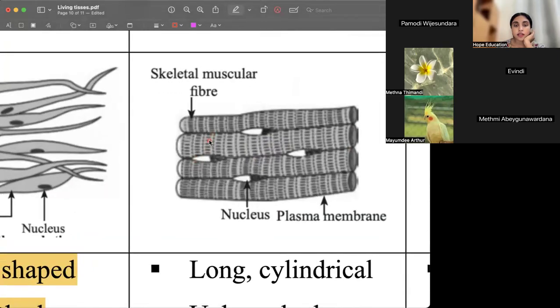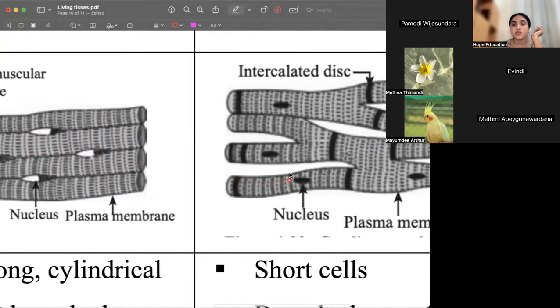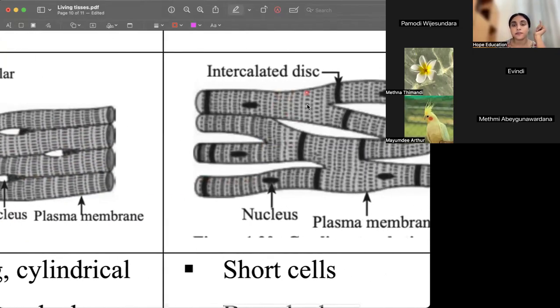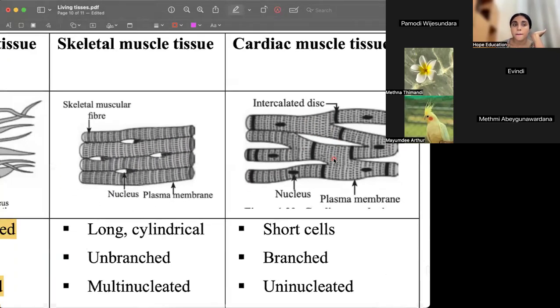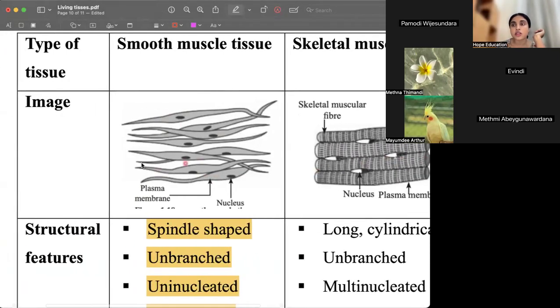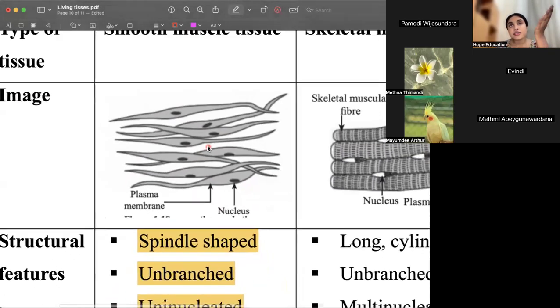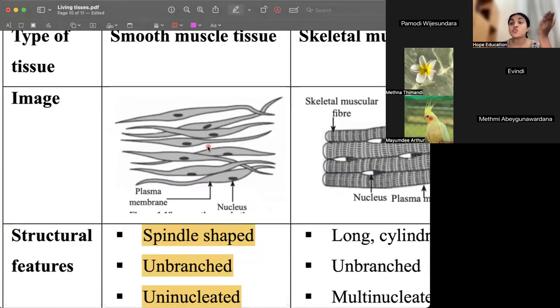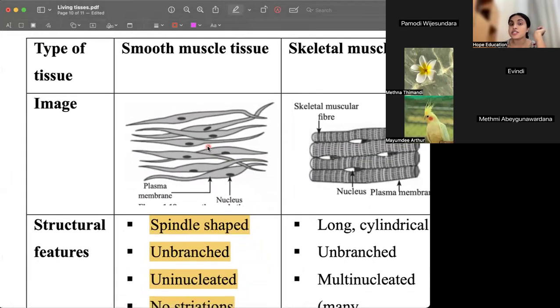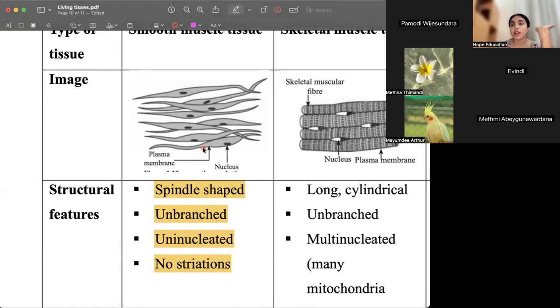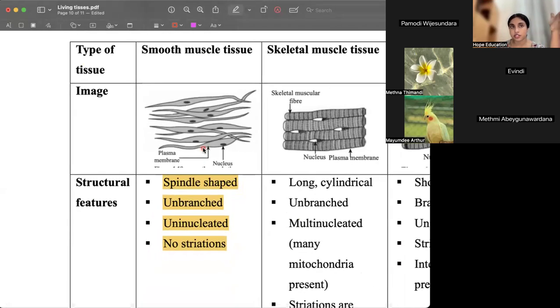Look at the other two. You can see these lines running down. These are called striations, right? Even in this one there are striations. See, these lines running down are called striations. But if you take the smooth muscle tissue there are no striations. There are no lines like that. Because there are no striations, we call them smooth. So they don't have striations. These are the structural features.